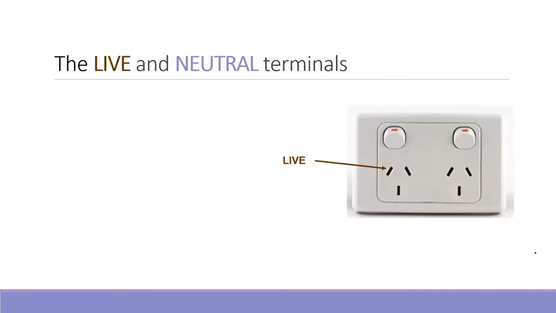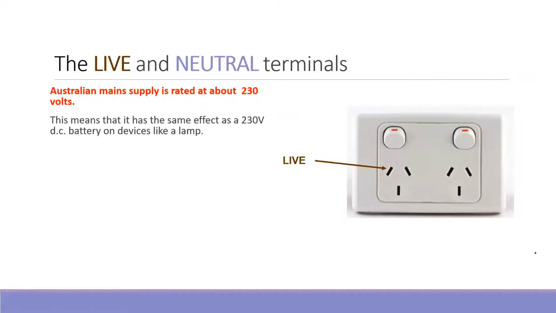In a power point, you have 3 sections. You've got a section in the top left, and we call that the live section. We've already talked about this. Australian mains power is at 230 volts. This means that it has the same effect as a 230 volt DC battery on devices like a lamp. So just treat it like a regular DC voltage. Don't really worry too much about it. Some devices have means of converting the AC voltage into DC voltage, but some devices just use the AC because they don't need to change it.